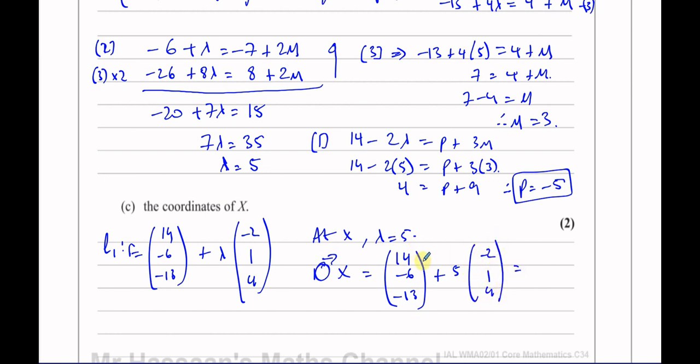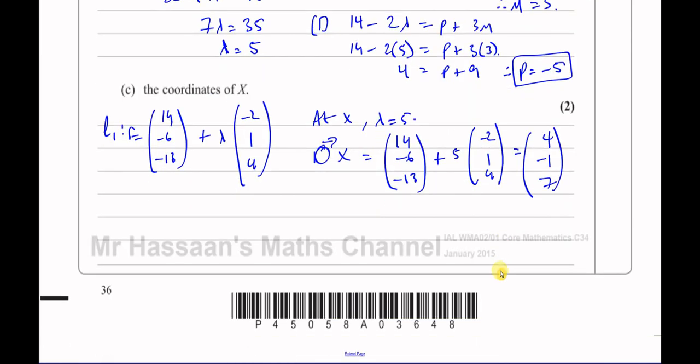That's going to give me 14 minus 10, which is 4, minus 6 plus 5, which is negative 1, and minus 13 plus 20, which is 7. So we can say, therefore, they want it as coordinates, so we should give it in coordinate form. So X is going to be (4, -1, 7).